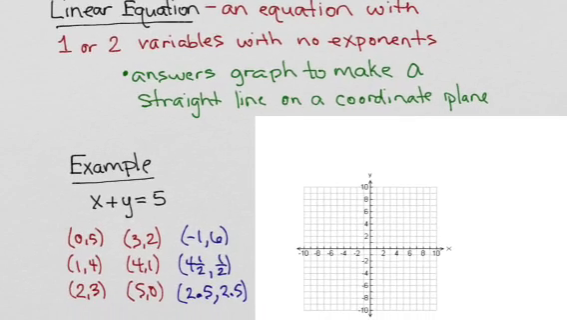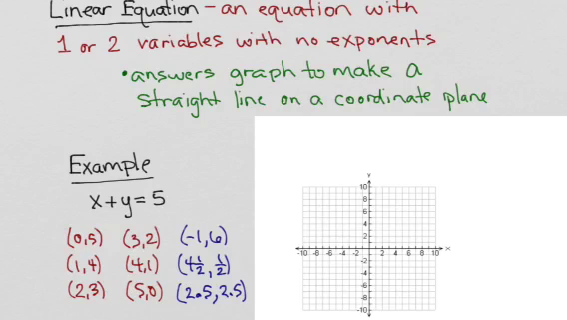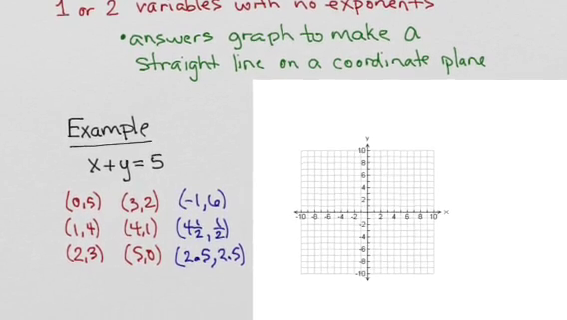It turns out that the answers will actually graph to make a straight line on a coordinate plane. We're going to look at a basic example and test that out. First off, we see this problem: x plus y equals 5 over here on the left. I put down some basic answers there in red. Of course, 0 plus 5 equals 5. So if I graphed (0, 5), that would put me right up here on the y-axis.